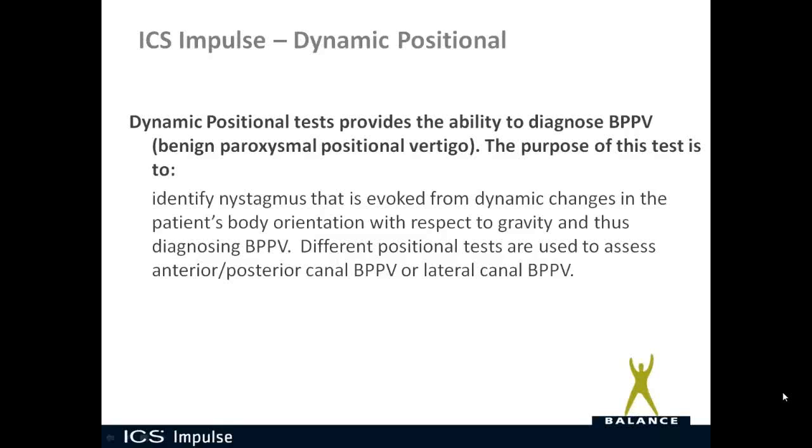And today we're talking about the dynamic positional tests. Dynamic positional tests provide the ability to diagnose BPPV, or benign paroxysmal positional vertigo. The purpose of this test is to identify nystagmus that is evoked from dynamic changes in the patient's body orientation with respect to gravity, and thus diagnosing BPPV. Different positional tests are used to assess anterior-posterior canal BPPV or lateral canal BPPV.